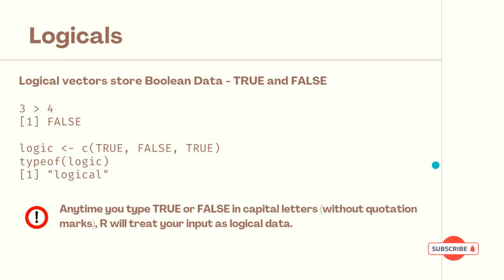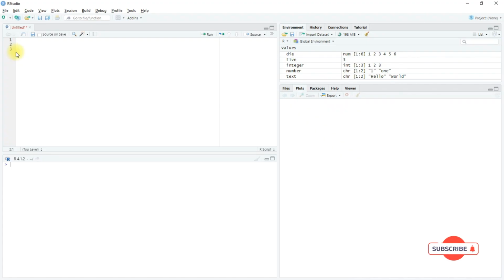Let's discuss the next R object, logicals. Now logical vectors store TRUEs and FALSEs. So basically it's Boolean data. So when you want to do comparisons, then the logicals are very helpful. For example, if I want to compare 3 and 4, and if I run this command, then you can see that the output is logical.